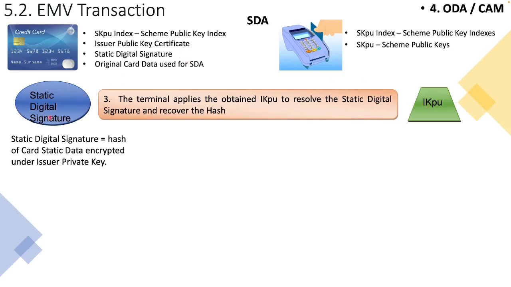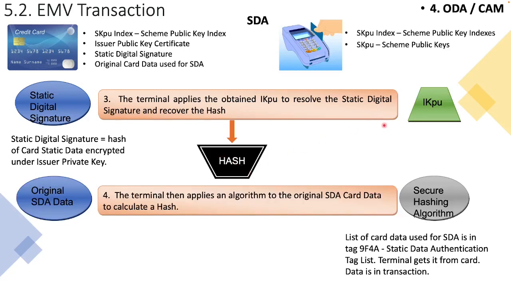We're going to resolve that signature, and what we should then end up with is the underlying data, in this case that 20 byte hash value that was generated as a result of the SHA-1 algorithm. So the terminal now takes the original SDA data from the card and applies that same SHA-1 algorithm. Guess what happens? It takes the original data, applies the algorithm, and this should produce a 20 byte hash value. So we now have two hash values: one that we've obtained from decrypting a series of encrypted artifacts, and a hash that the terminal has created from scratch using the original data and applying the known algorithm.